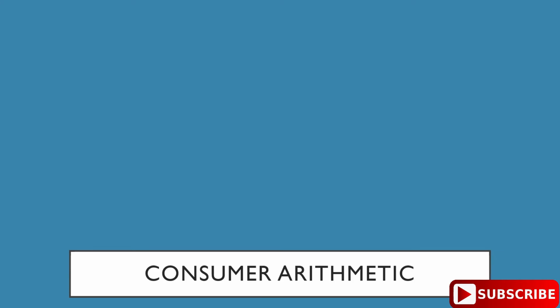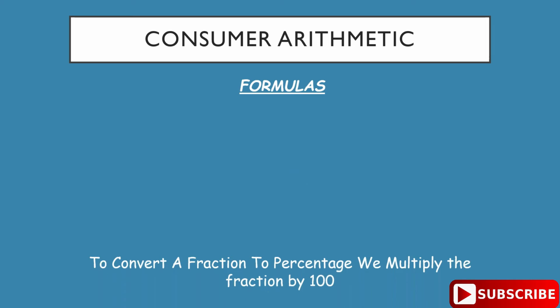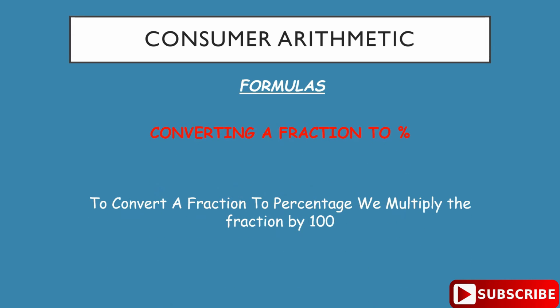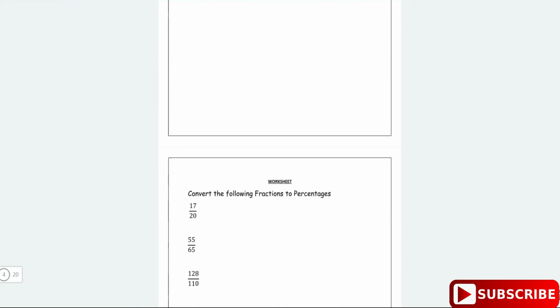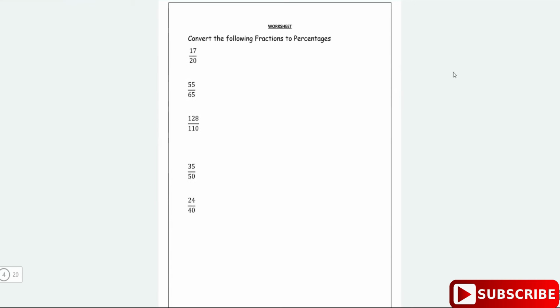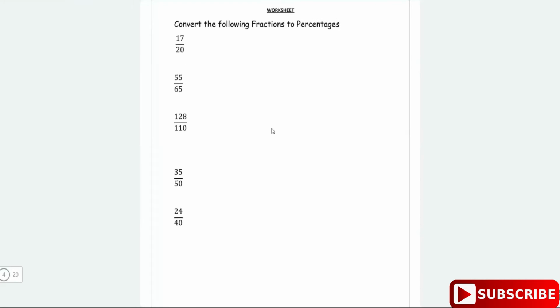To convert a fraction to a percentage, we multiply the fraction by 100. Now let's look at the opposite way. Let's look at how we convert a fraction to a percentage. To convert a percentage to a fraction, we divide by 100. So to convert a fraction to a percent, we multiply by 100.